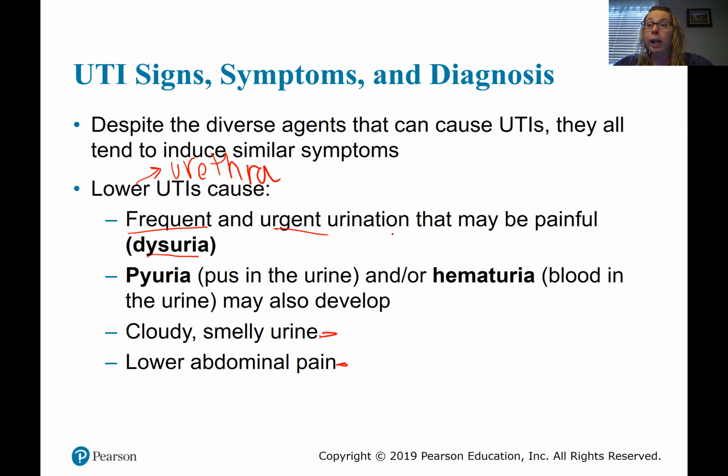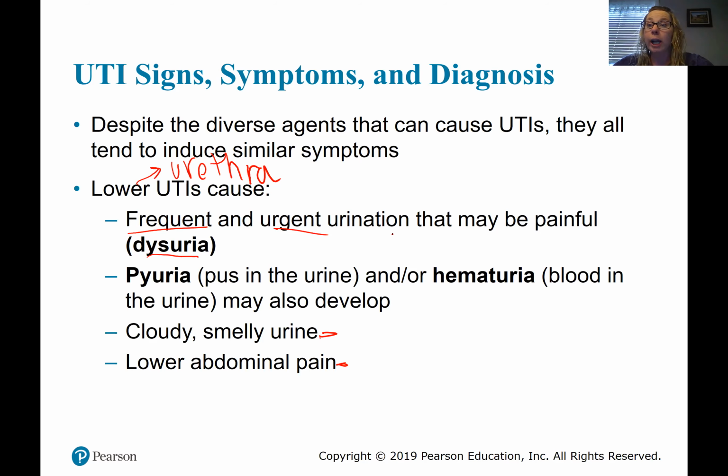Upper UTIs would be ureter or kidney infections, and those are going to be more severe. Okay, you may have a fever, nausea, vomiting, severe pain, and that is something that can cause kidney damage. And if you get a kidney infection or upper UTI infection, that's something that definitely needs to be taken care of right away.